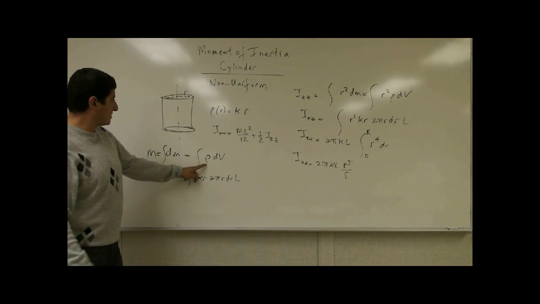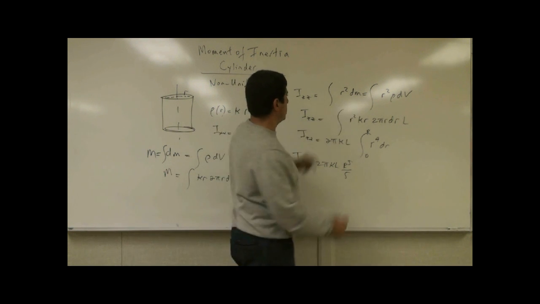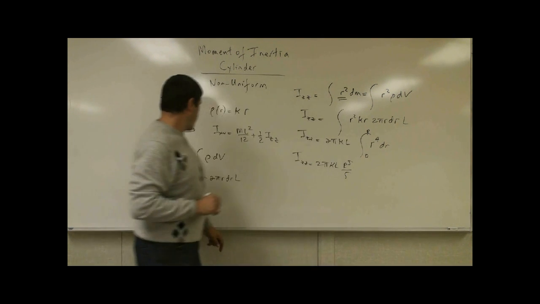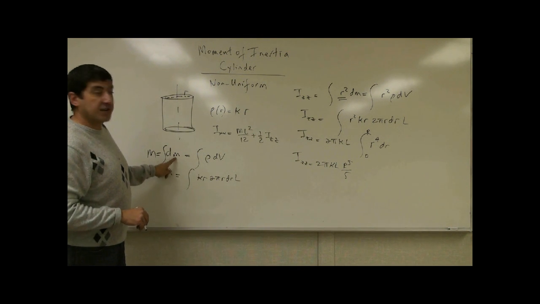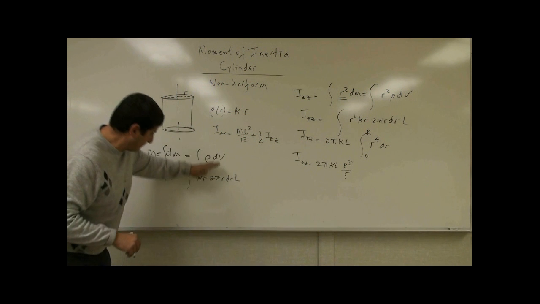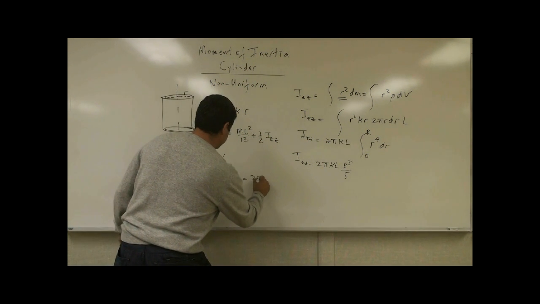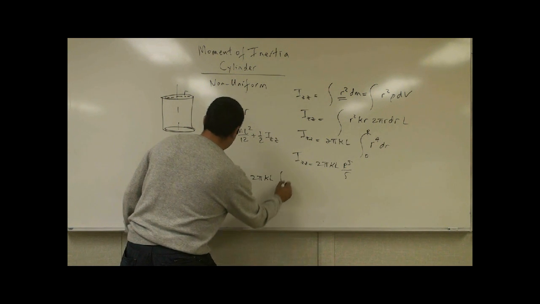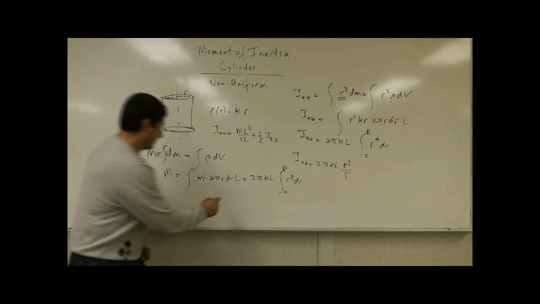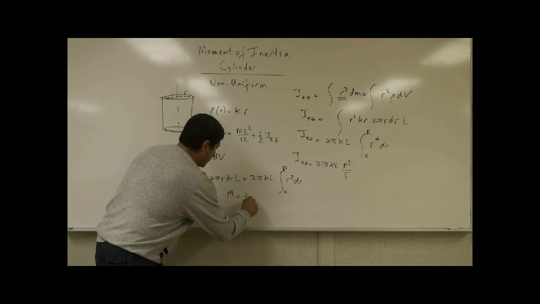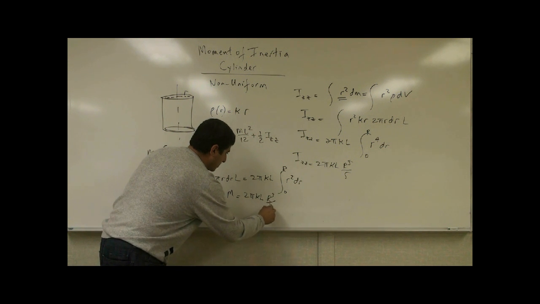So this integral is very similar to this integral, except what? It doesn't have the r squared in front of it, right? It just has dm, not r squared dm. So it's going to be a very similarly looking integral. 2 pi kappa L integral r squared dr 0 to r. And its final result is m is 2 pi kappa L r cubed over 3.